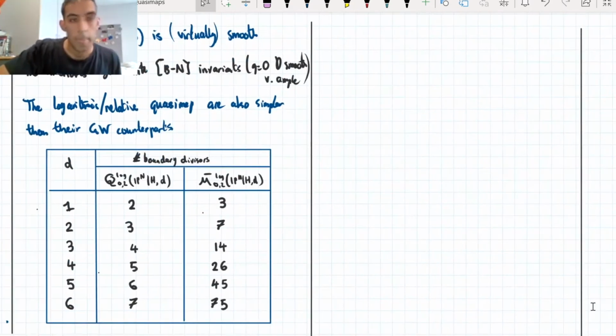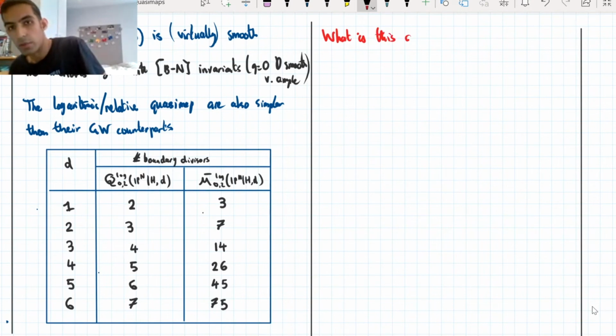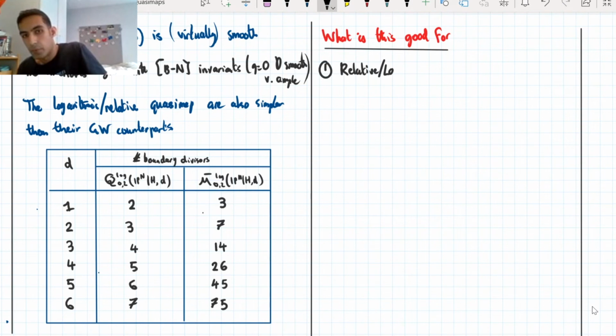Okay, so the last thing I'd like to do is say something about what this is good for. I've spent the last 40 minutes telling you about something called logarithmic Quasimaps, but maybe you're wondering, why? So there are two reasons. The first reason is going to be some kind of wall crossing in this context.